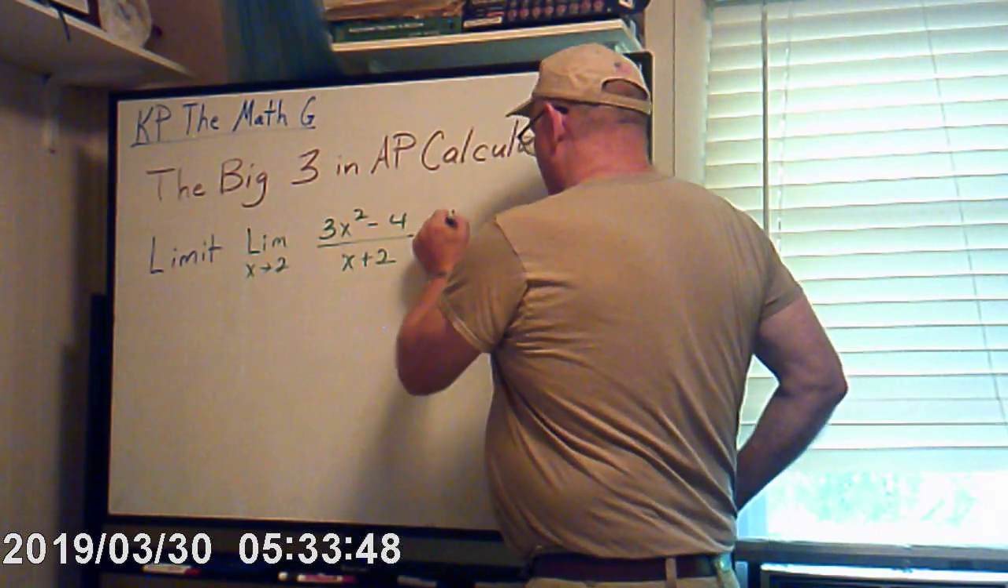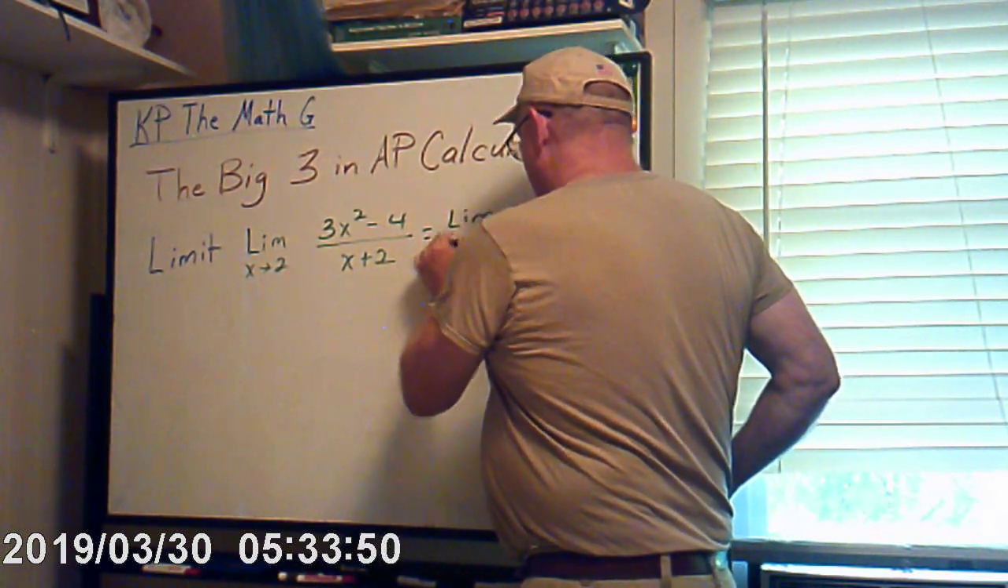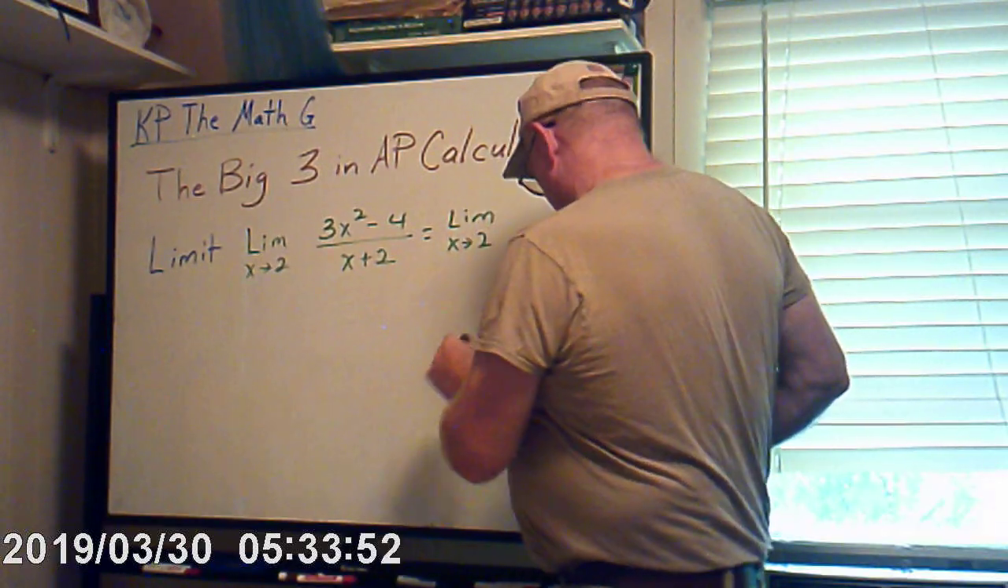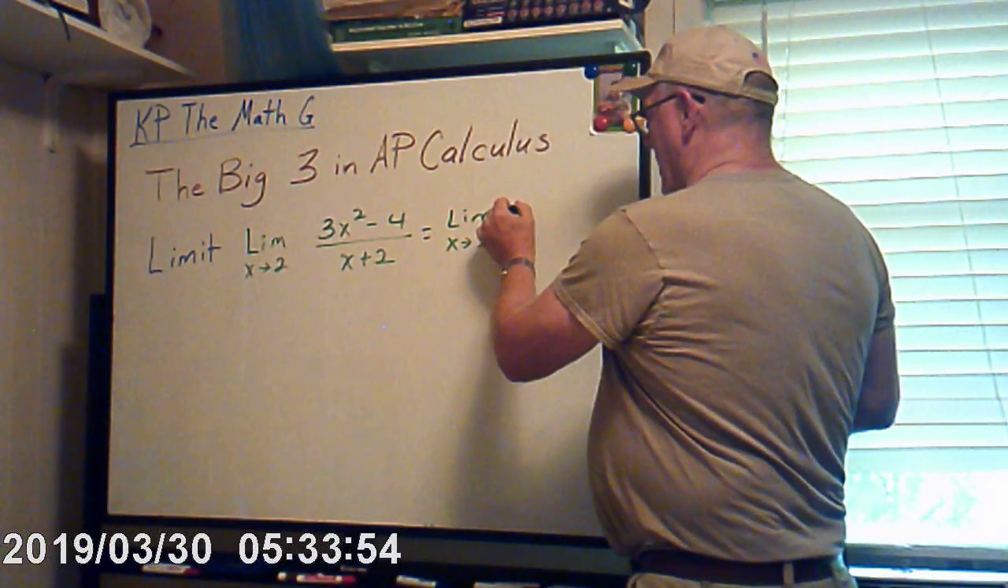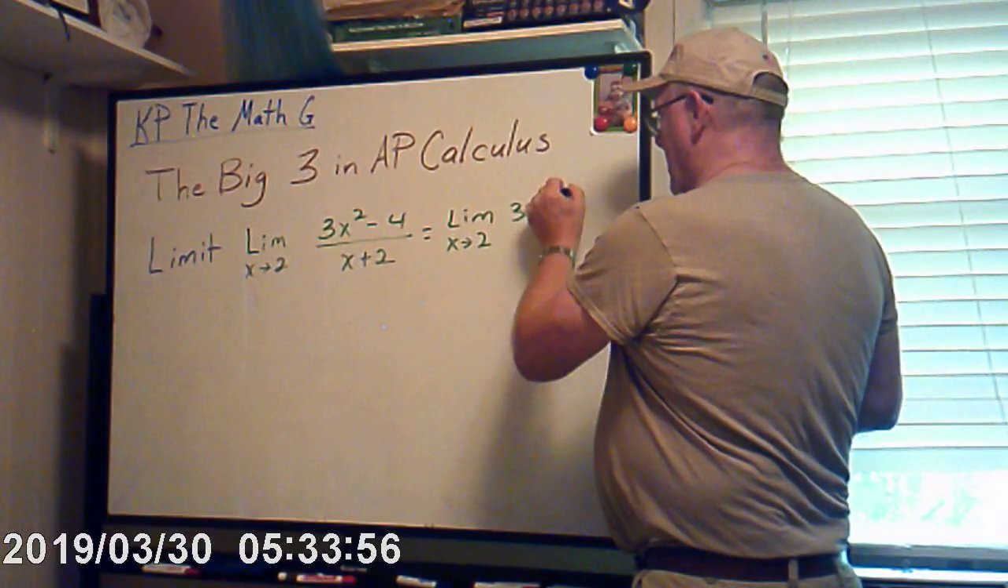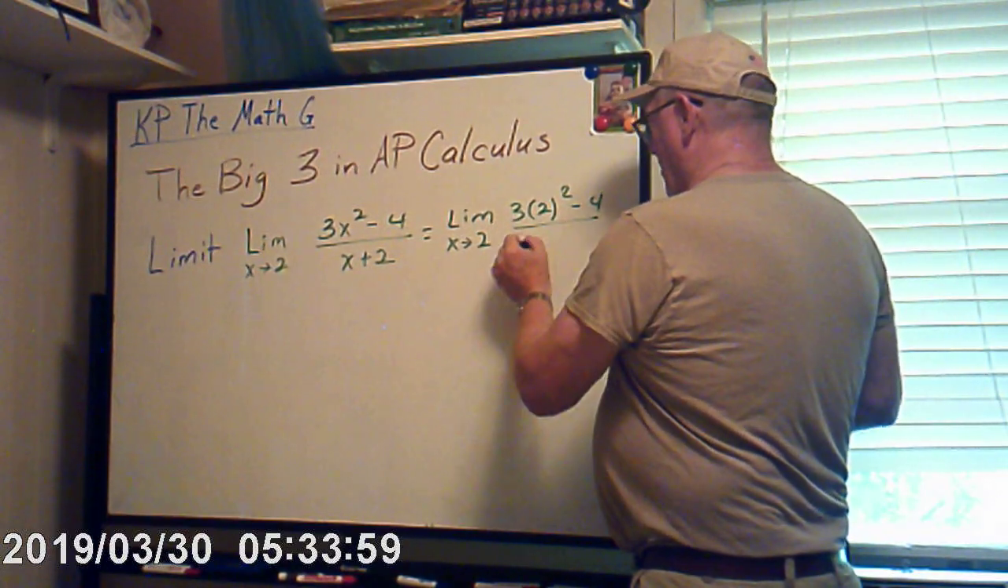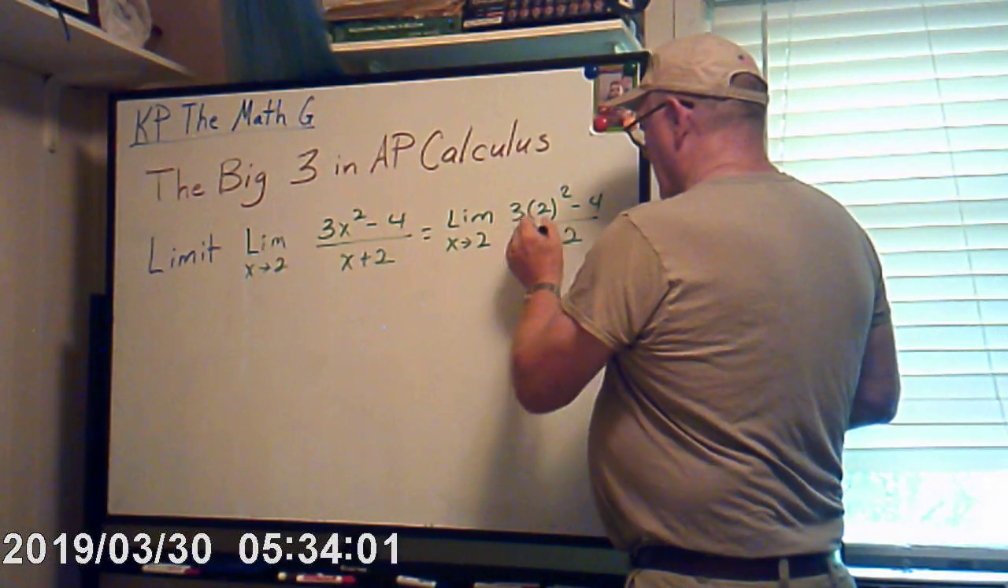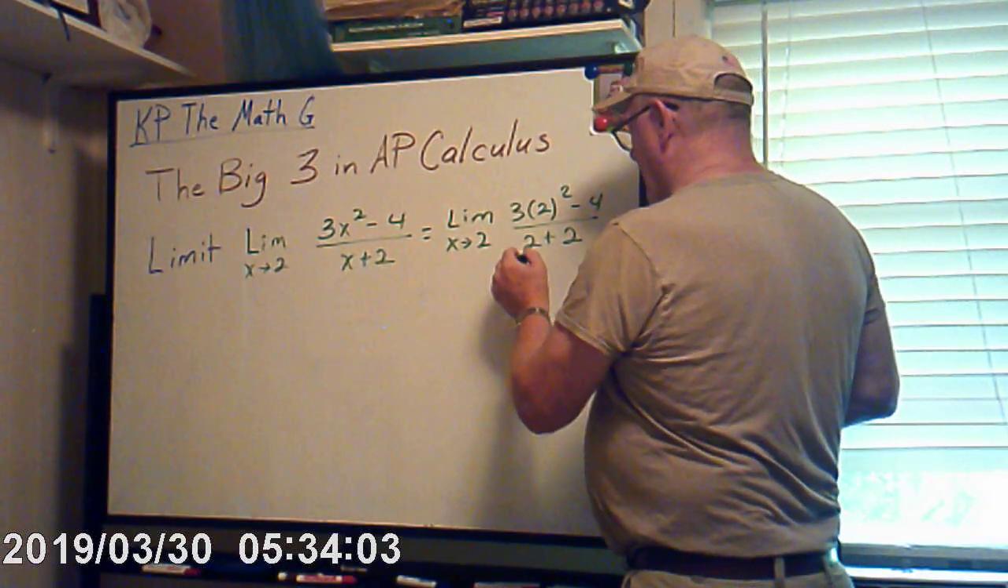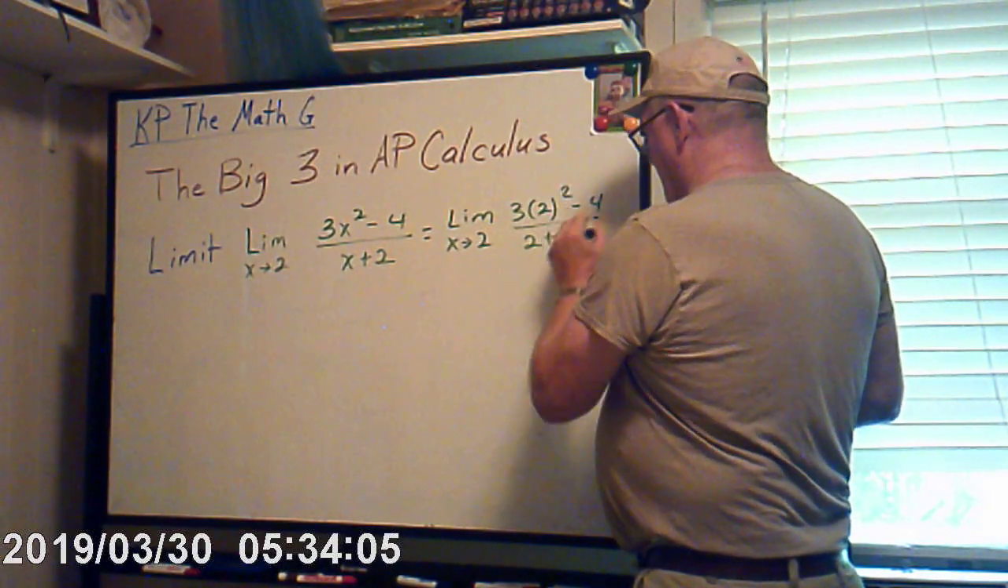So this is equal to the limit as x approaches 2. Move over here: 3 times 2 squared minus 4 over 2 plus 2. 2 squared is 4. 4 times 3 is 12. 12 minus 4 is 8.